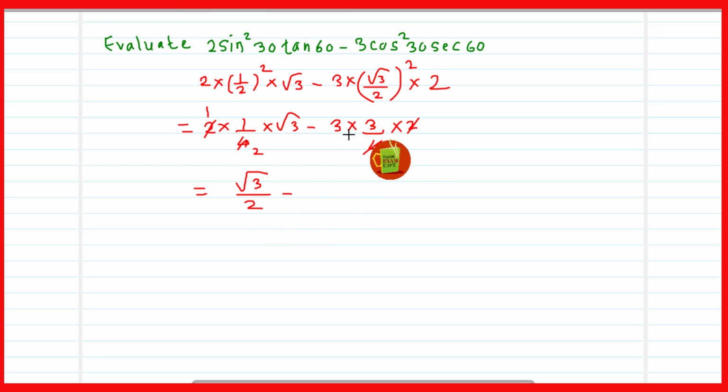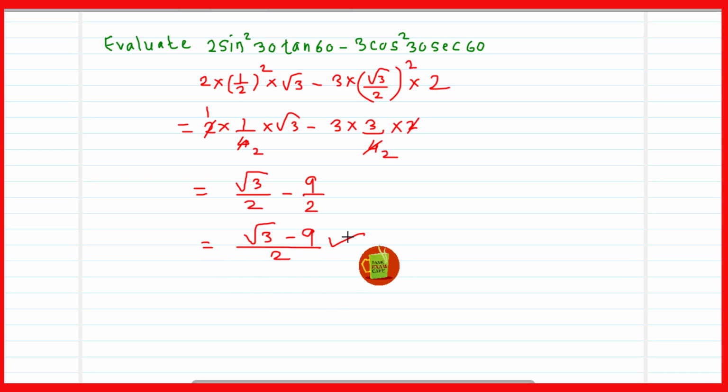Minus, 3 3s are 9, so 9 upon 2. This can be written with 2 as the common denominator, so it will be root 3 minus 9. So root 3 minus 9, and therefore the required value of 2 sine square 30 tan 60 minus 3 cos square 30 sec 60 is equal to root 3 minus 9 by 2.